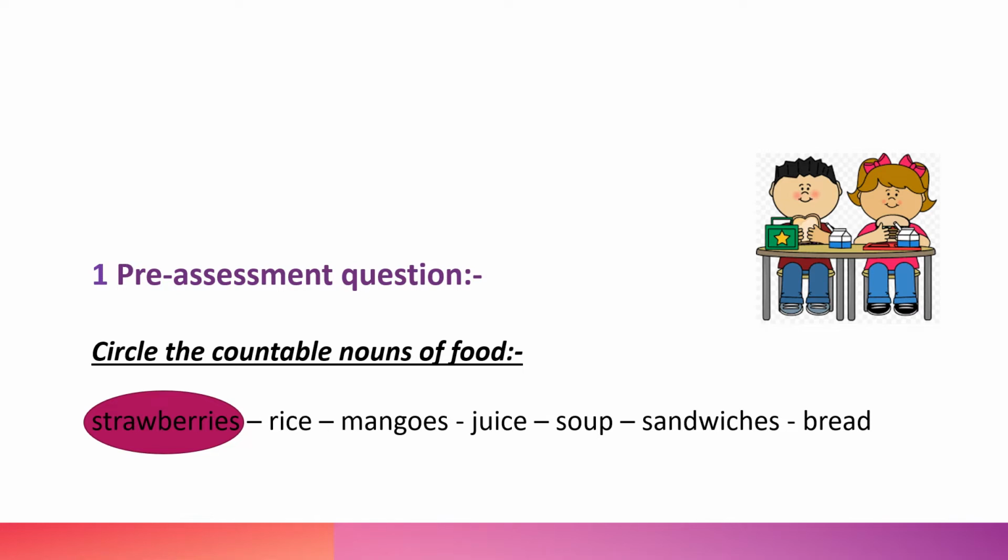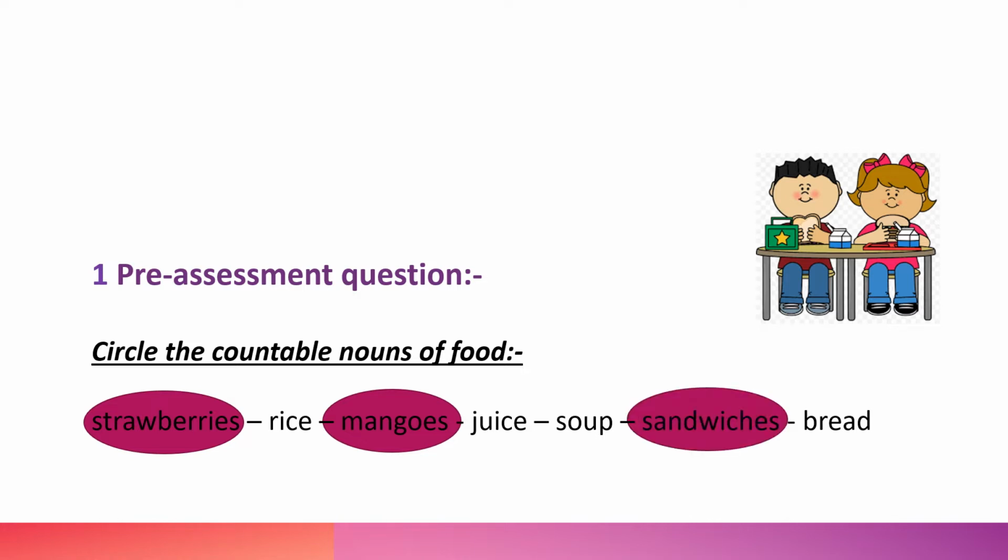Strawberries, excellent, mangoes, and sandwiches, excellent. These food have S at the end and I can count them. I can say 1 strawberry, 2 strawberries, 3 strawberries, etc. Also, I can say I want a sandwich or 2 sandwiches or 3 sandwiches.